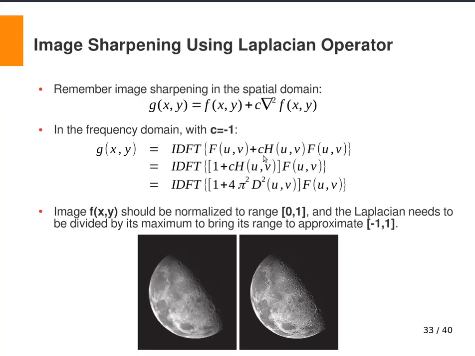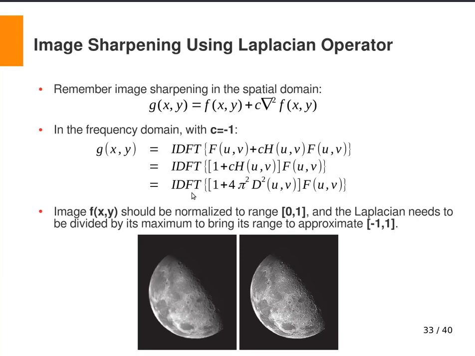So we saw that h of u and v is basically negative 4 pi squared d squared. And for this purpose, if we chose the value of c to be negative 1, you remember before c could be positive or negative depending on the weights of the kernel that we were using for calculating the Laplacian operator. So if we do that, the image sharpening using Laplacian operator in the frequency domain looks something like this.